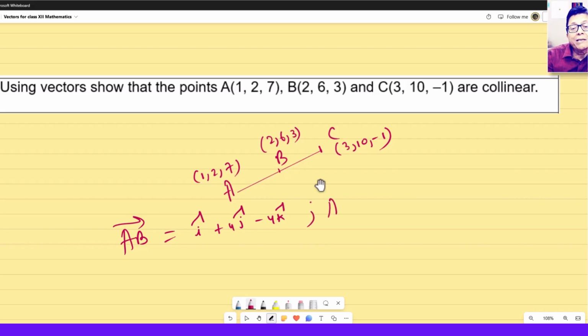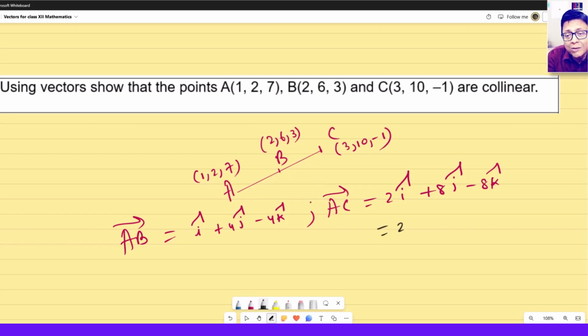And AC vector is what? Position vector of C: 3 minus 1, that is 2; 10 minus 2, that is 8; minus 1 minus 7, minus 8. Okay. Can you prove that AB is a scalar multiple of AC, or opposite, AC is a scalar multiple of AB? Yes, yes, we can do it.